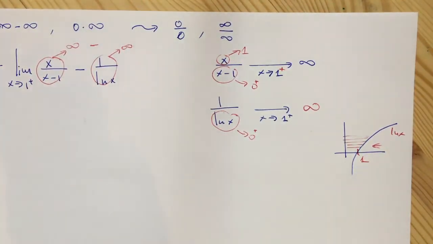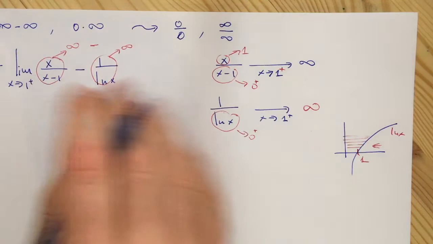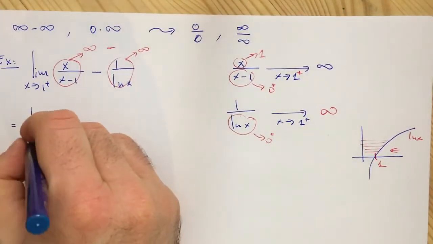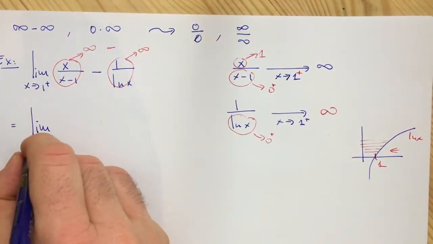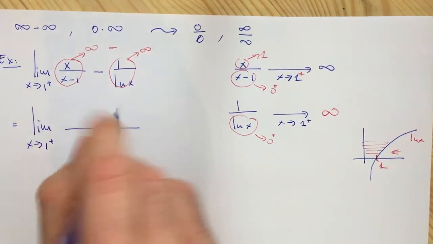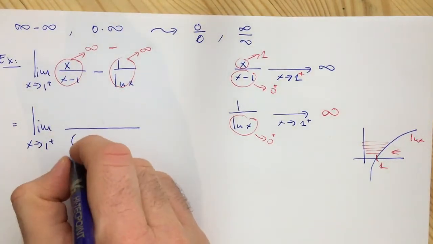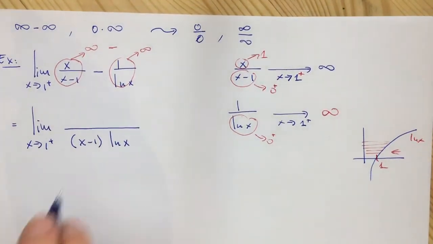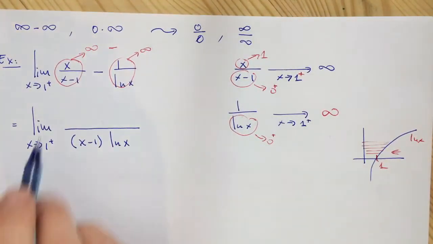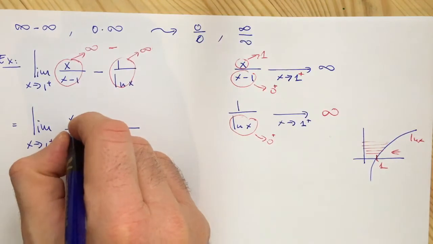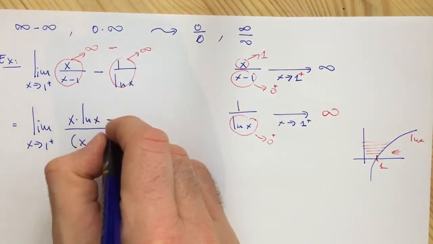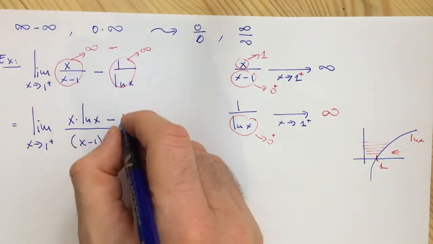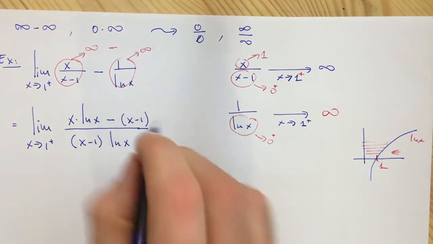Okay, so we have done an example like this in class. What do we have to do in the next step? We have to bring these under a common denominator. These two expressions are relatively prime, so the common denominator is just going to be the product of these two terms. So that means that I have to multiply x by ln of x, minus I have to multiply 1 by x minus 1. Okay?